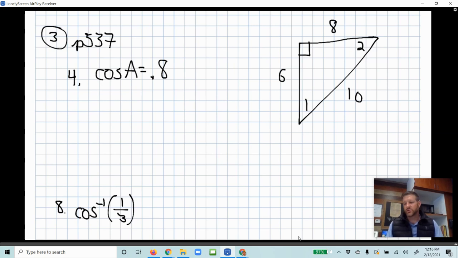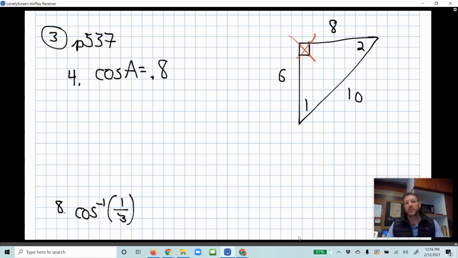Number 4 gives us this triangle of 6 inches, 8 inches, and a hypotenuse of 10 inches. And we are supposed to figure out which angle would give us a side ratio of 0.8. So we're actually not even finding the angle measurement. We could, but we'd have to consider which angle, 1 or 2. We know it's never going to be this one. The right angle will never be your reference angle in doing a trig problem. So it's only going to be angle 1 or 2.